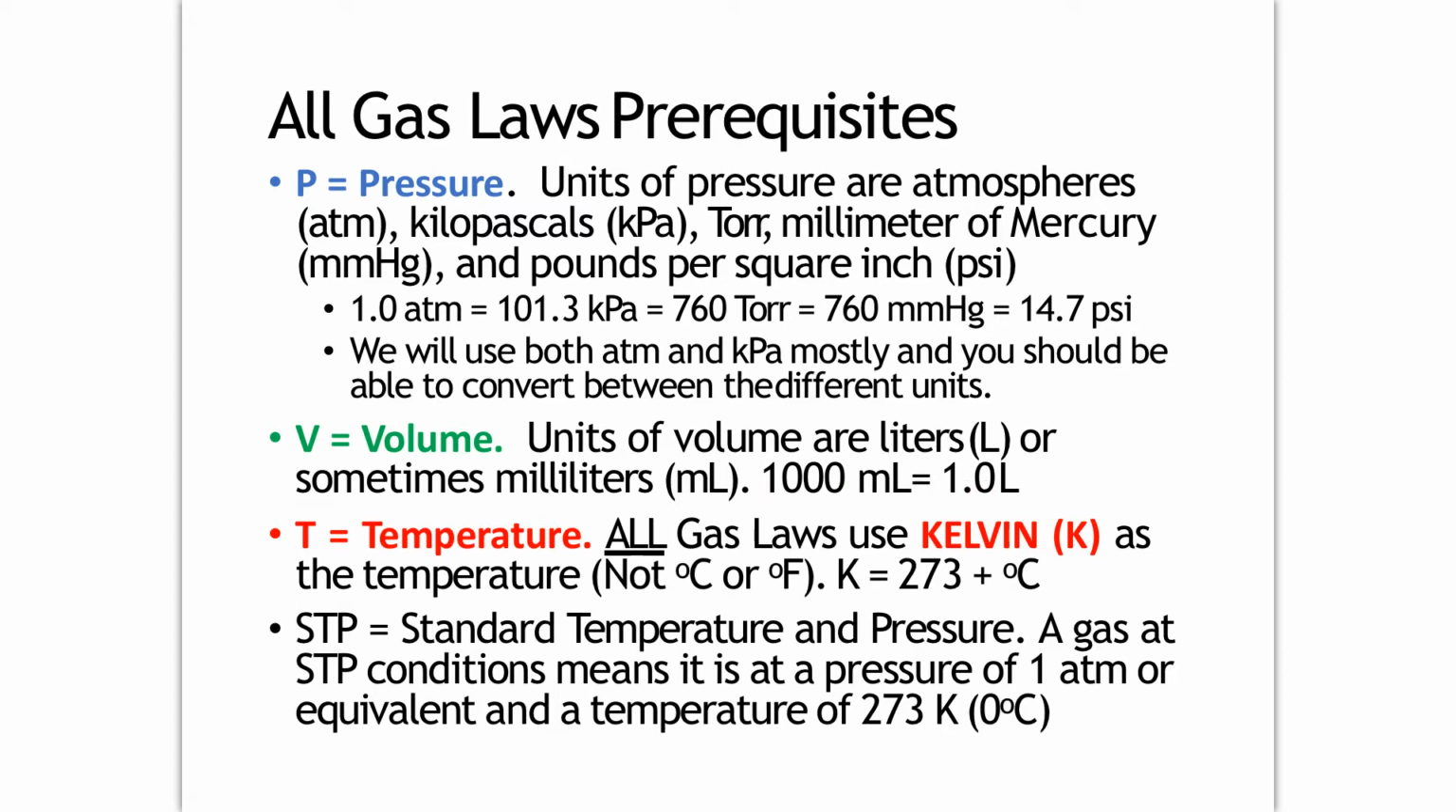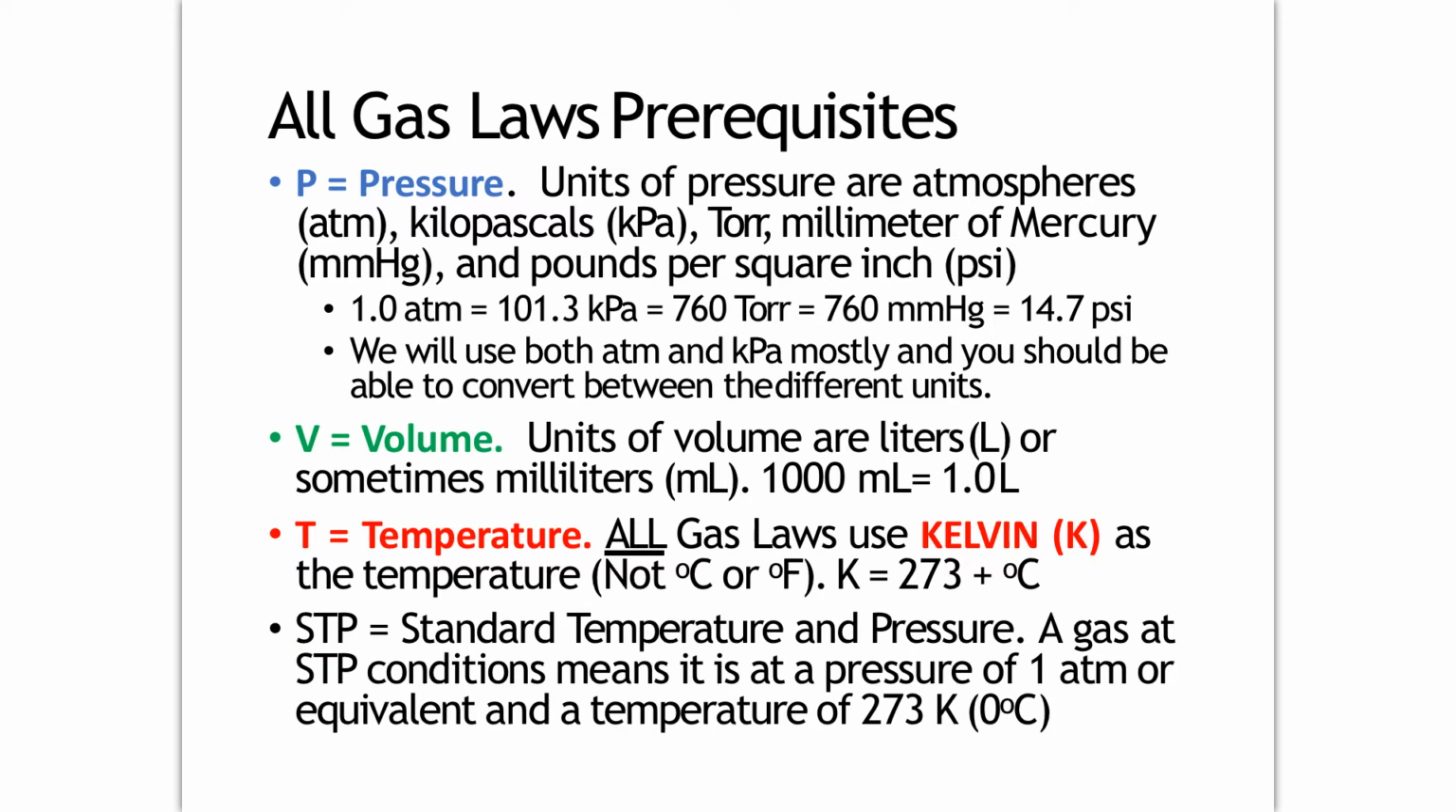Sometimes we can get away with using milliliters in the combined gas law as long as the units stay consistent from one side of the equation to the other. In the ideal gas law, you have to use liters. Either way, make sure the units are consistent from side to side in your equation. Temperature: everything has to be in Kelvin. Here is the conversion equation from Kelvin to degrees C. Sometimes the problem will be given in degrees C and you have to convert to Kelvin.